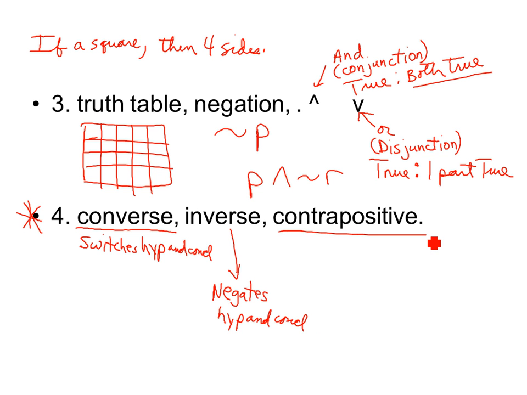And what does the contrapositive do? Switches and negates. So what would the contrapositive of my statement up there be? If not 4 sides, then not a square. Is that true or false? It's true. If something doesn't have 4 sides, can it be a square? No, so it's true.